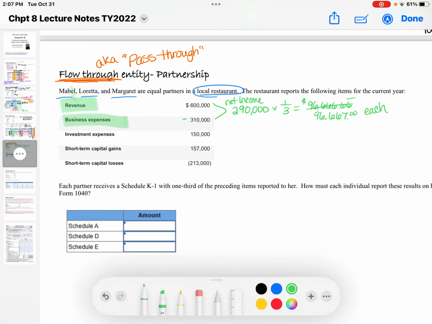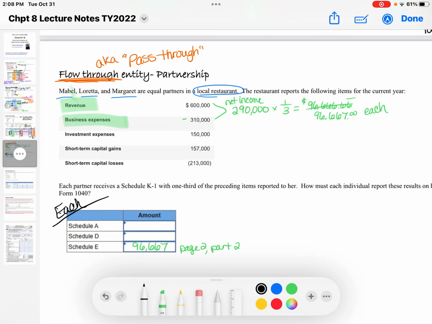And so each person would report this on page 2 of the Schedule E. So a Schedule E, that's page 2, part 2. You might have to go to the IRS website to pull that up so you can see that page number. I should have included it in this video. I apologize for that. But anyway, each person is going to report 96,667. And this, again, is for each person. So there would be 3 of these. All right, now that's for the income.